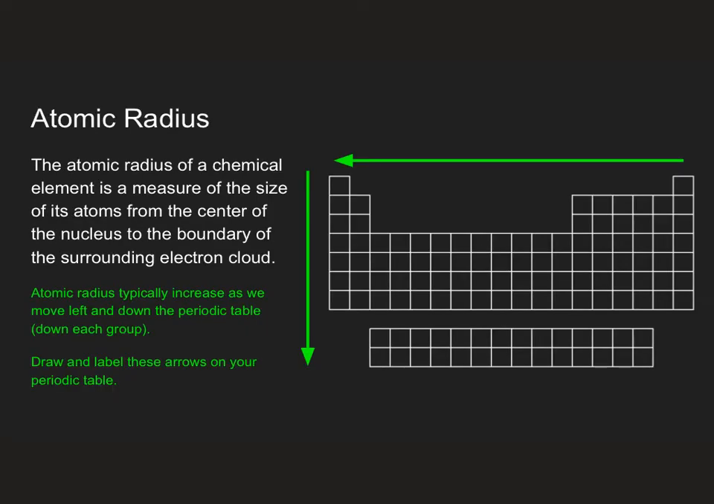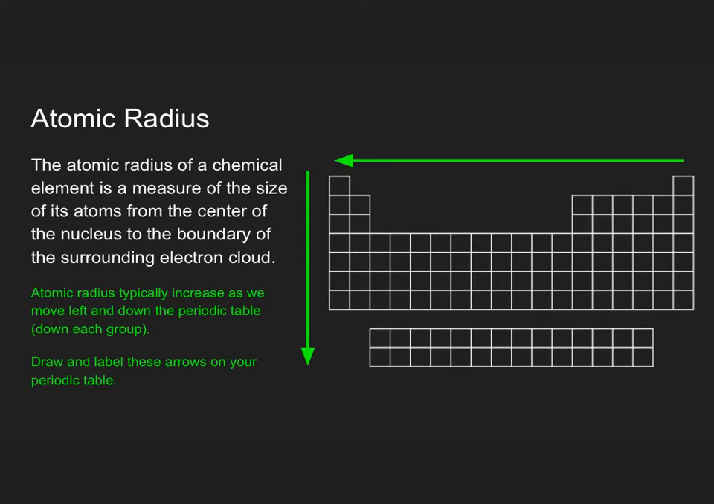Now, when we talk about trends of the periodic table, we don't just mean some color coding that somebody did a while back. It's actually set up in this funky looking design for a reason. It indicates a number of things as you move along it. The first one we're going to look at is atomic radius.